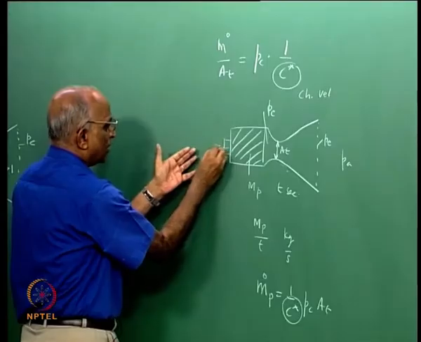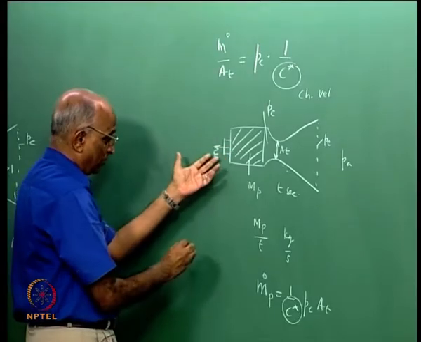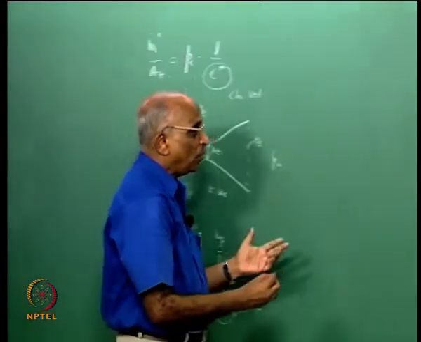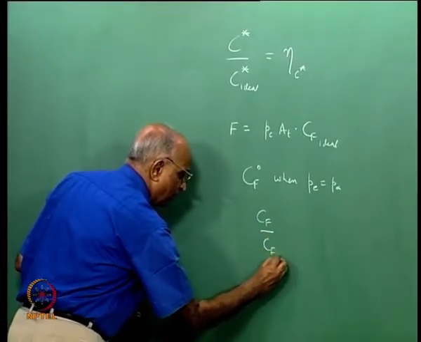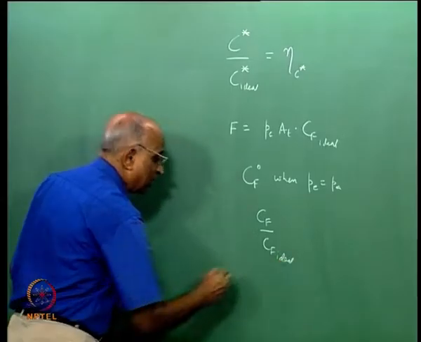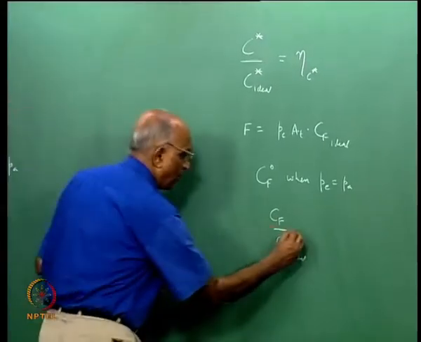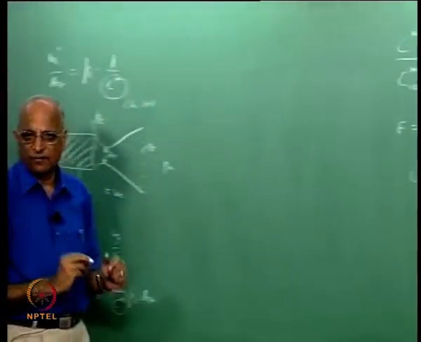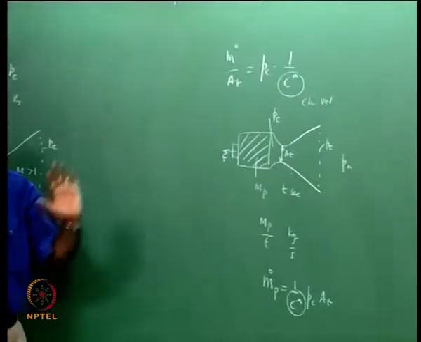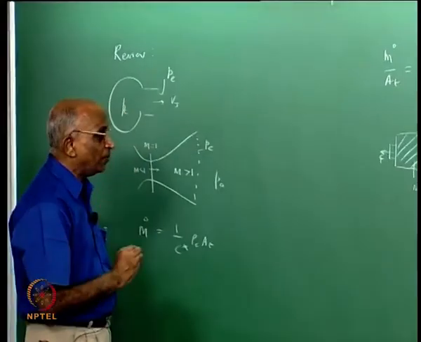If I measure what is the thrust generated by a rocket, then I can measure the value of Cf. I get the value of Cf, which I calculate using the ideal value, which we call the thrust correction factor eta f. I think this is all what we did. We also did something which was important.